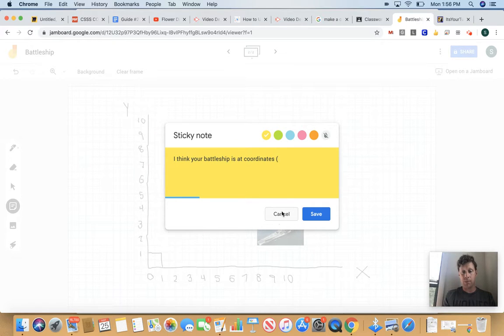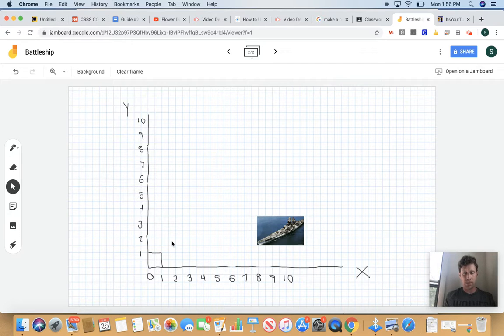So, for example, if you think that my battleship is at coordinate pair 3, 5, that would be this location right here. Start at your point of origin, walk down to 3 on the x-axis. Always start off with your x values first. Then walk up to y, 5. This right here is the point 3, 5. 3, comma, 5.